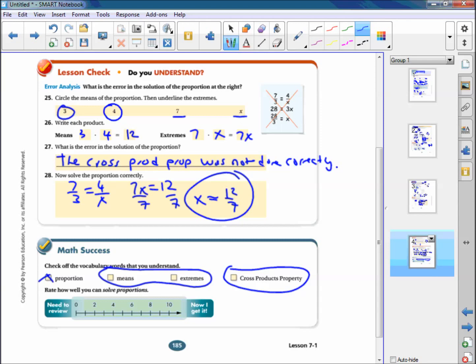Okay, so hopefully you're already over here. If not, you really need to go back and do some review because we're going to use proportions throughout this whole lesson. All right, whole chapter.